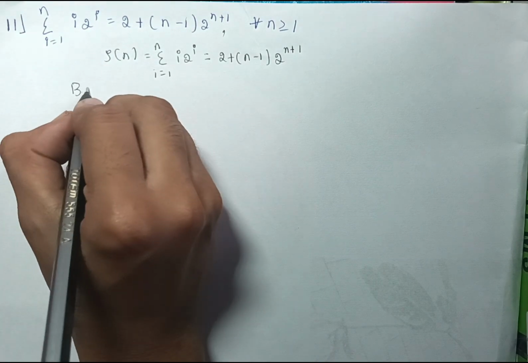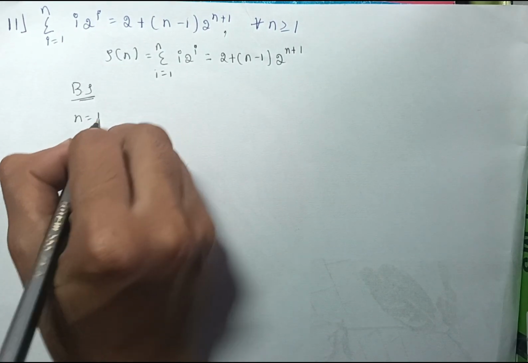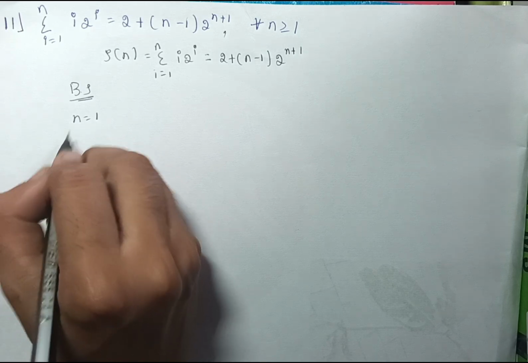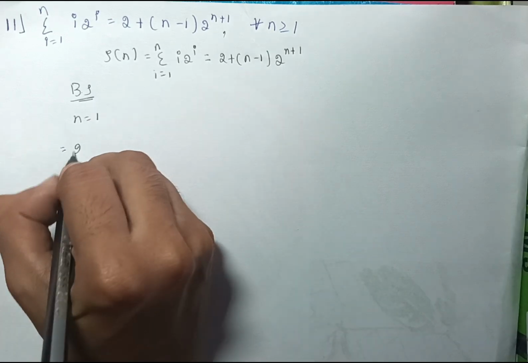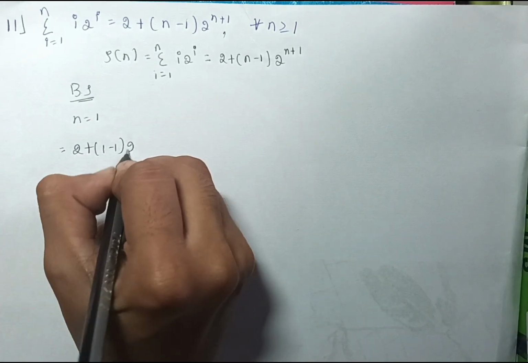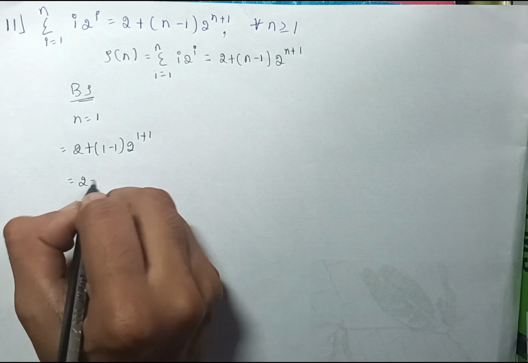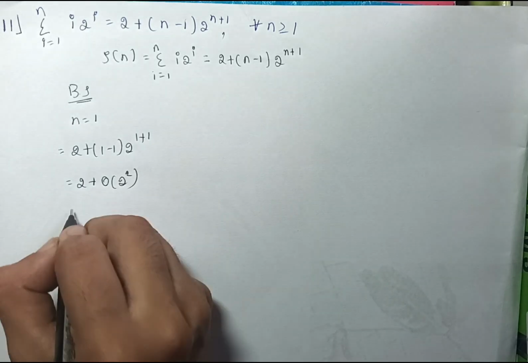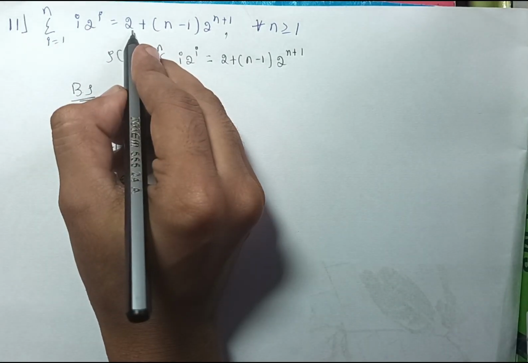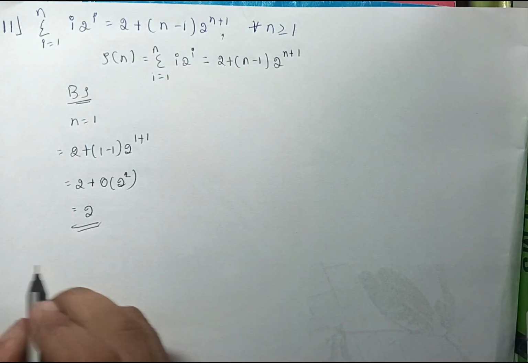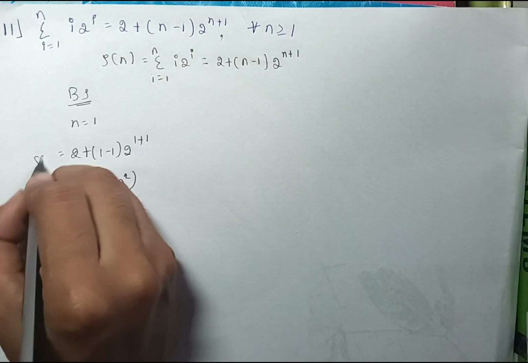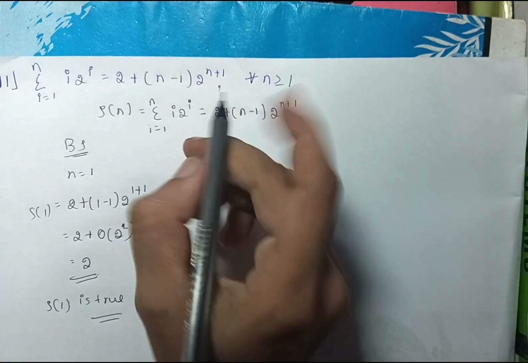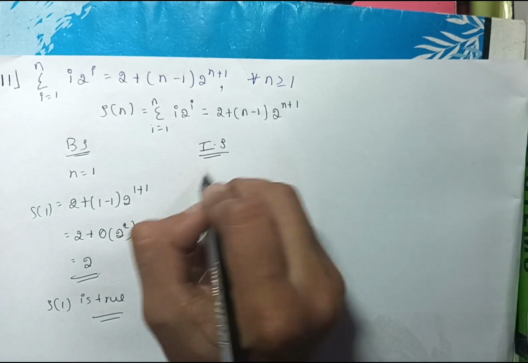Okay, in the basic step we have to prove the initial condition is true, that is n equal to 1. Substitute: 2 plus 1 minus 1 is 0, 2 to the power 1 plus 1, multiply anything is 2. Whether the first condition is true? Yes. Hence we can say s of 1 is true. Okay, the next step is the induction step.